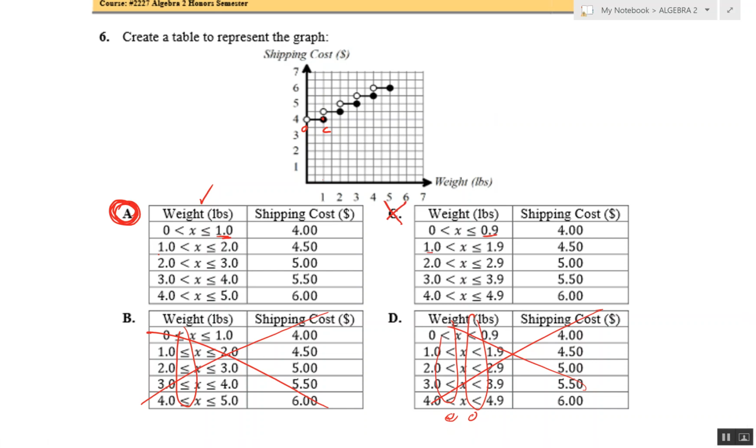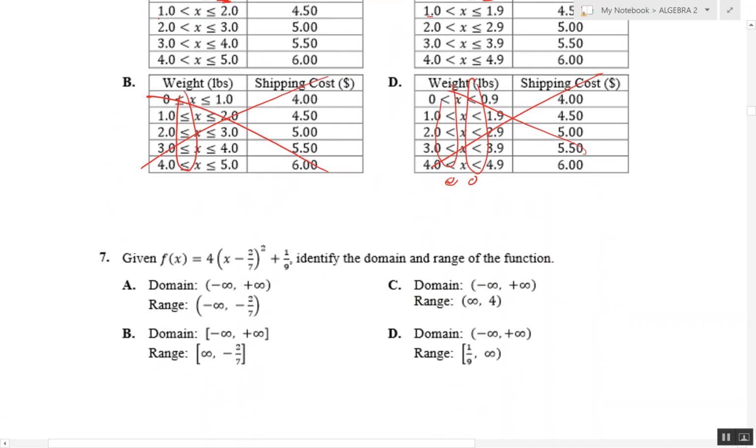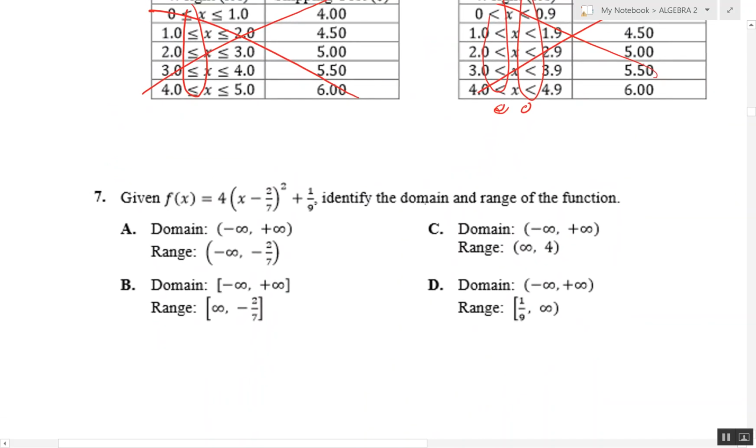All right, so from here, moving on to question number 7. It says identify the domain and range. So again, domain is X and range is Y.